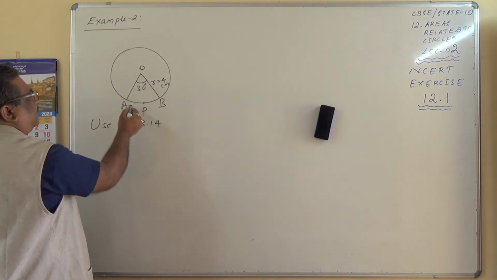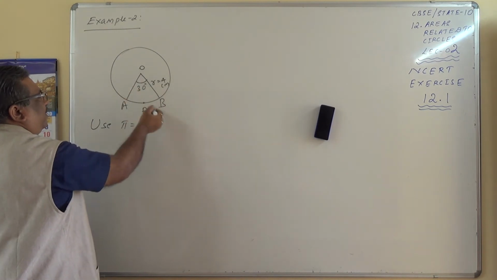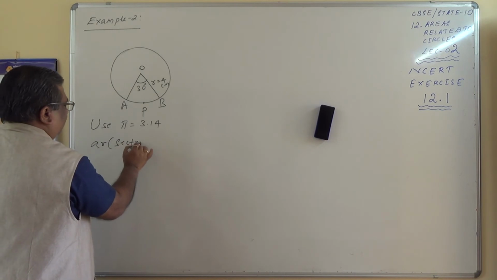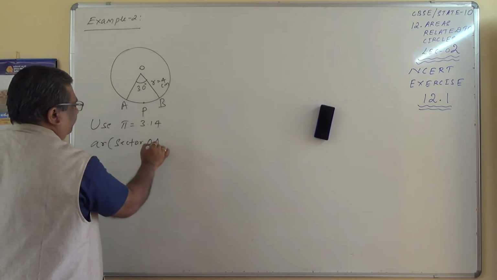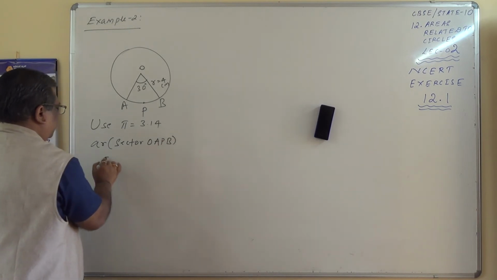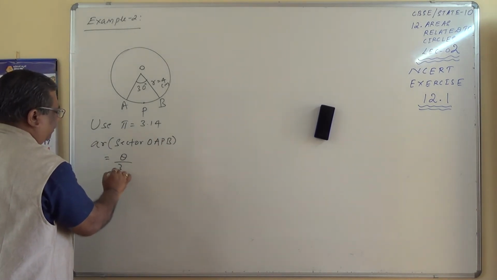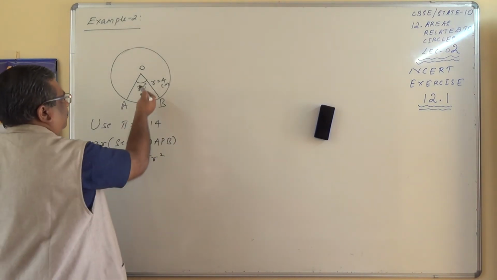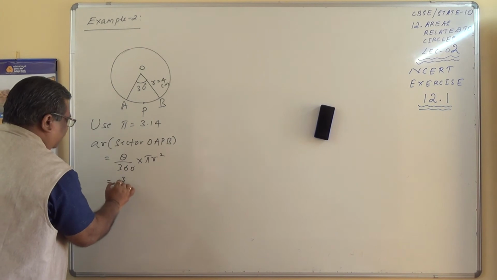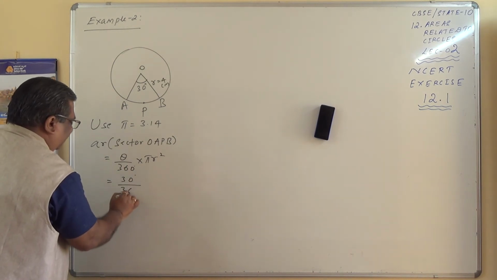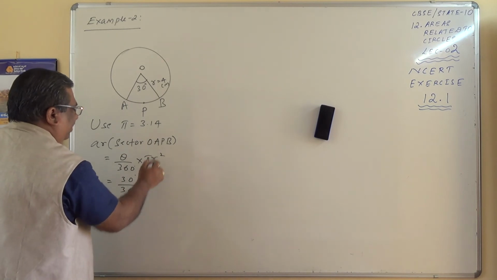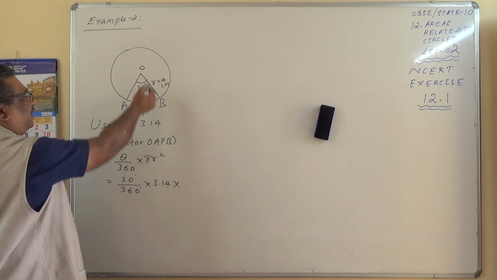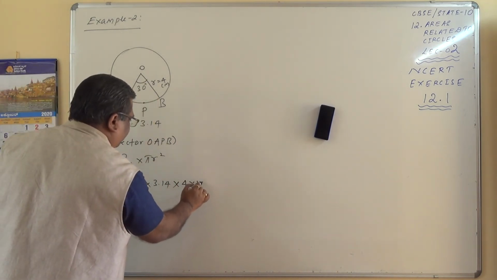Let us find the area of the minor sector, which is OAPB. Area of sector OAPB is equal to theta by 360 into pi r square. Here theta is equal to 30 degrees, so 30 degrees divided by 360 into pi value 3.14, we have to take it because it is given here, into r square. What is the radius? 4 centimeter, so 4 into 4.